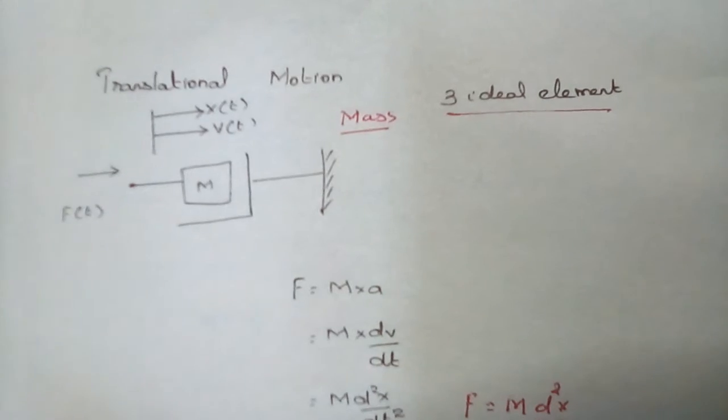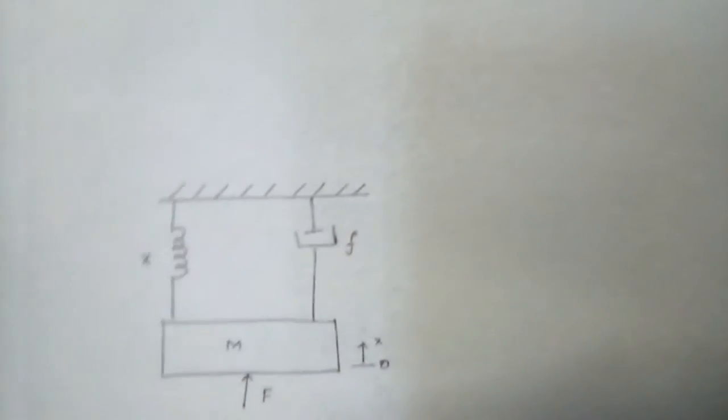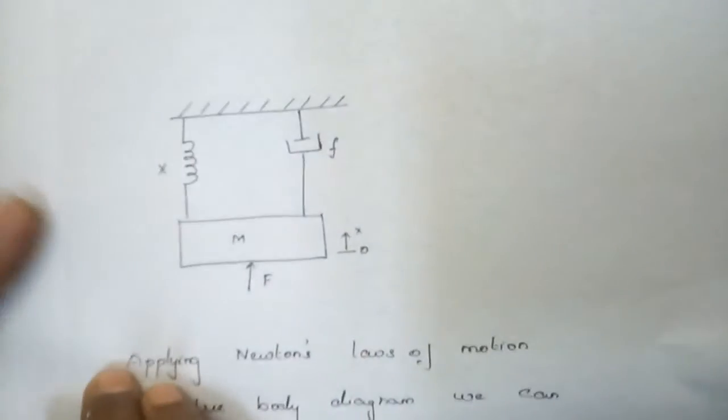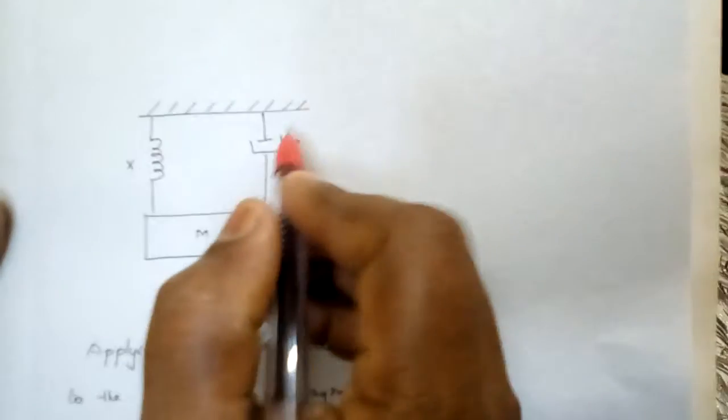If, suppose, we are considering an example, the ideal elements are fixed at one end.